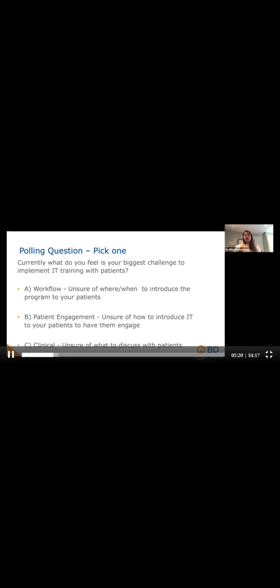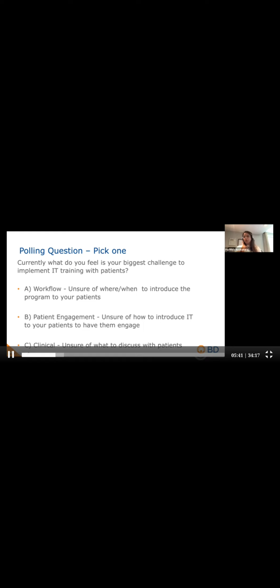So I thought we'd start off the module in asking a polling question. And so the question was, currently, what do you feel is your biggest challenge to implement injection technique with your patients? So if you could pick one of the following, and I see Ruth has launched the poll, which one do you feel you have the biggest challenge towards?